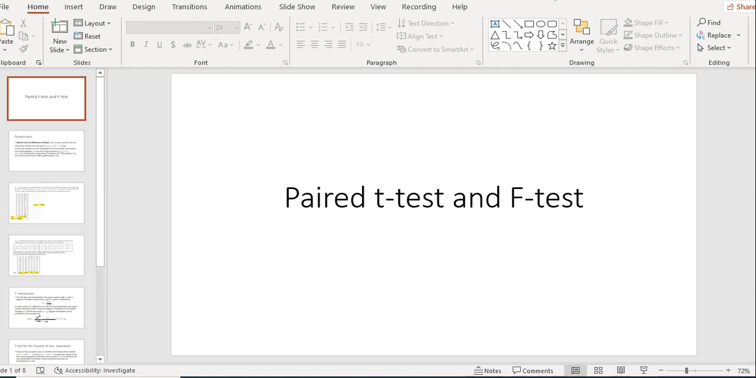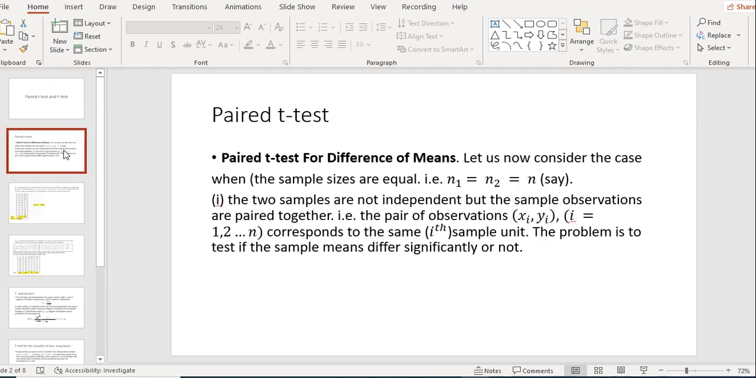The paired t-test is basically a continuation of the t-test for the difference of means, but we can use the paired t-test when, instead of two independent samples, we have dependent samples. That means we measure two different observations of the same samples, so the samples are paired together. So in this case, what are we going to study in the paired t-test for difference of means?